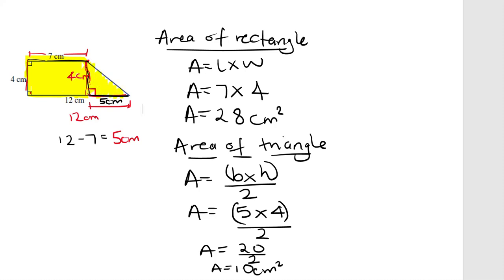So I have found the area of the triangle as well, and I have found the area of this whole composite shape. So my final step is to add up the total area. So total area, or if you wrote area of composite shape, that's fine.